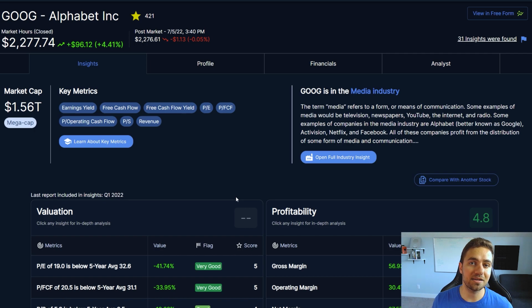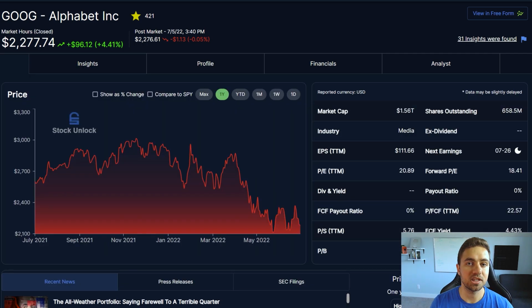This is one way that we get our investors here on Stock Unlock and our members focused on the company's fundamentals by doing a quick scan of the insights. That is basically what the book value of a business is, and that is how investors use it to make more informed and fundamentally sound investment decisions.